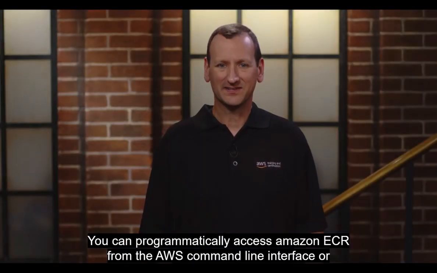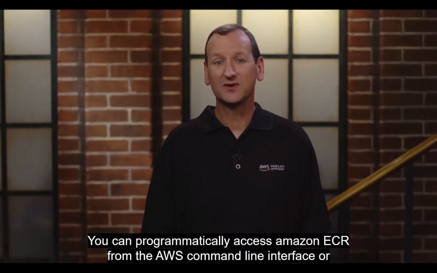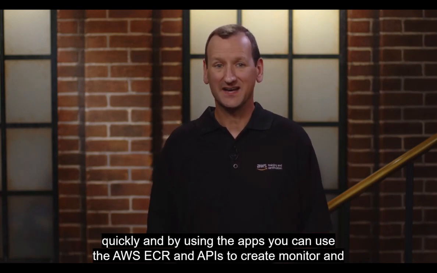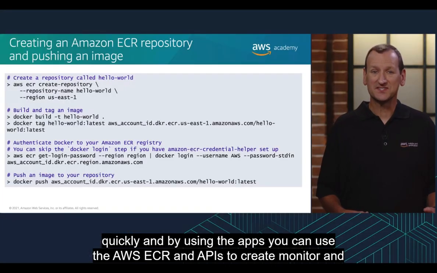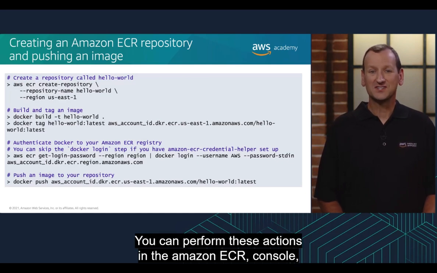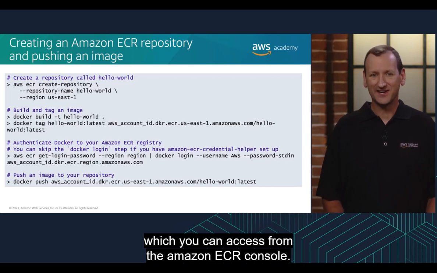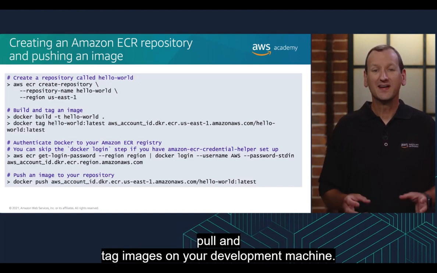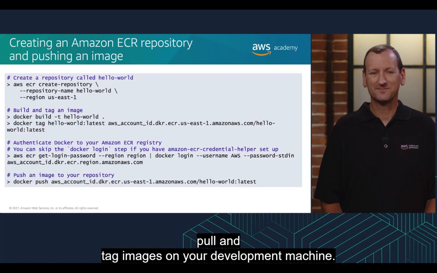You can programmatically access Amazon ECR from the AWS Command Line Interface, or AWS CLI, and by using the APIs. You can use the AWS CLI and APIs to create, monitor, and delete repositories and set repository permissions. You can perform these actions in the Amazon ECR console, which you can access from the Amazon ECS console. Amazon ECR integrates with the Docker CLI, which allows you to push, pull, and tag images on your development machine.